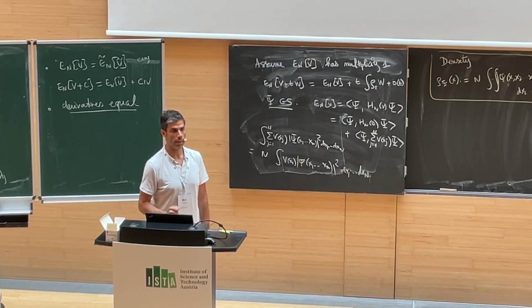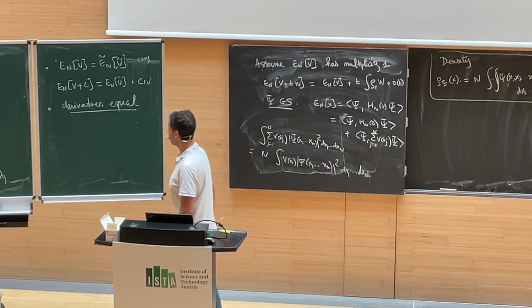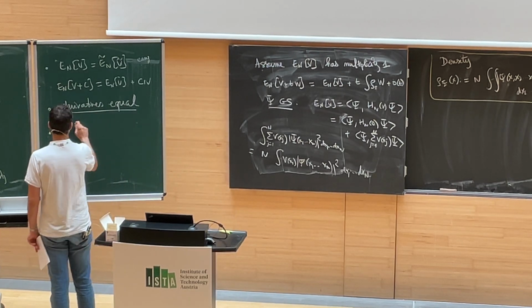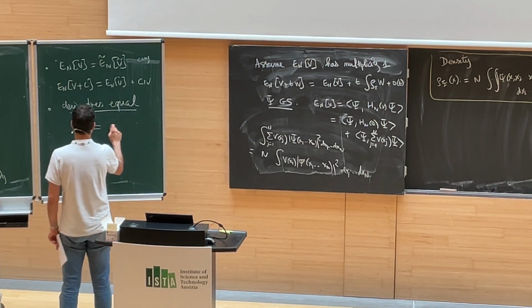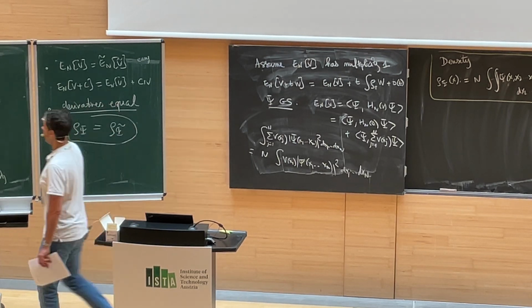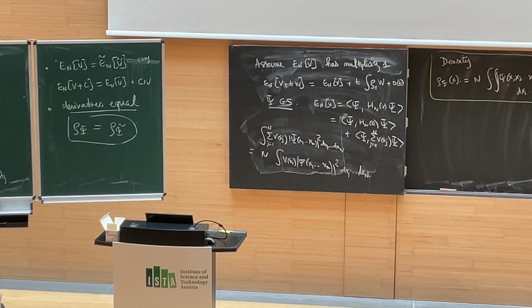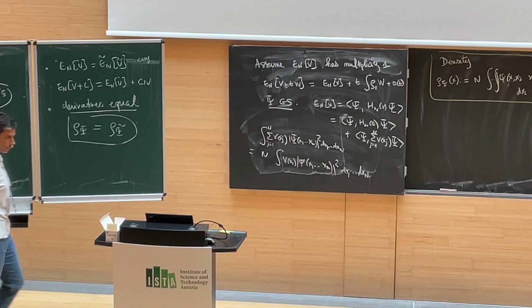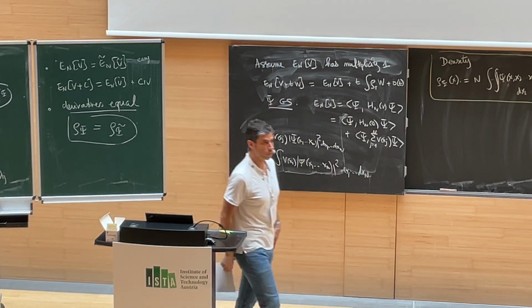Asking that the derivatives are the same is telling you that the rho of psi must be equal to the rho of psi theta. So you assume that they have the same rho: the rho of psi theta is equal to the rho of psi. This is the constraint we will put.